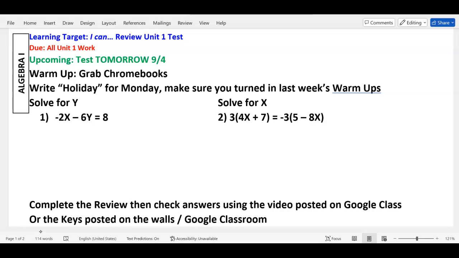Last little reminder, if you were not here Friday, you want to turn in last week's warm-up sheet. Okay, put absent on the days you were absent.